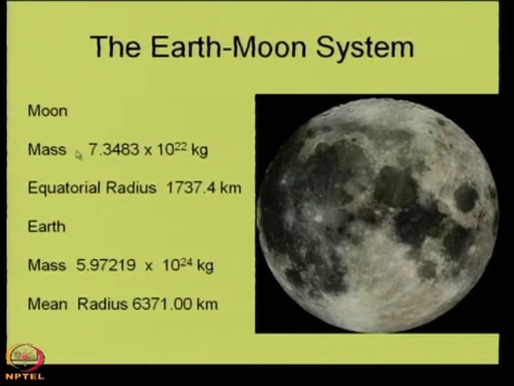The mass of the moon is considerably smaller than the mass of the earth. It is 7.3 into 10 to the power 22 kgs, whereas the mass of the earth is considerably larger. It is around 6 into 10 to the power 22 kgs. But the radius of the moon is comparable to the radius of the earth. It is around 1/4. And if you calculate the density of the moon, it comes out to be roughly of the order of half of that of the earth.